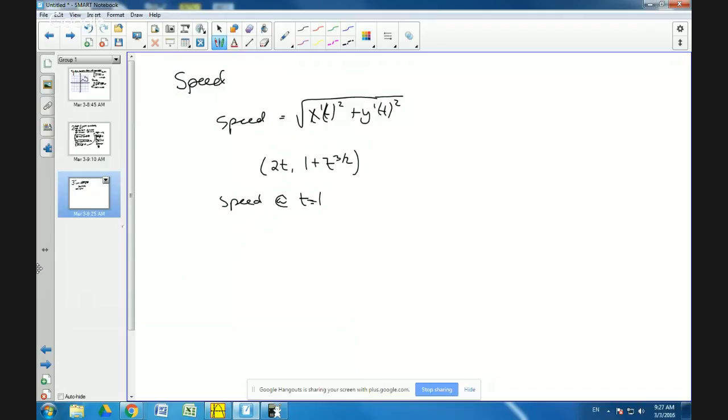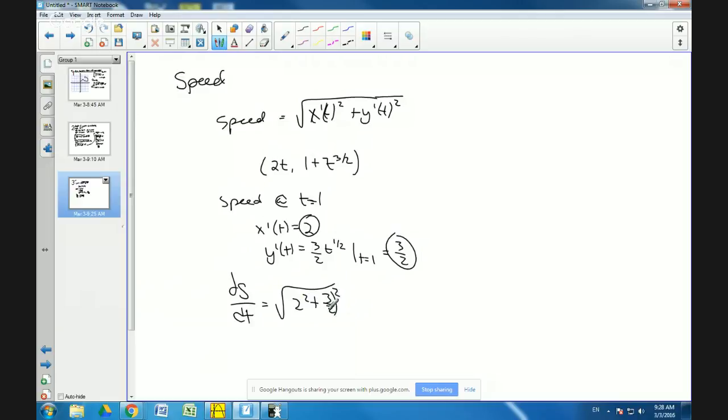Yeah. The x prime of t is 2. This one is y prime is 3/2 t to the 1/2, right? You good with that? Okay, now evaluated at t equals 1. That one, of course, is going to stay the same. So we have our values to plug in here. So I plug in 1 for time. Now the speed, we can also write ds/dt, is the square root of 2 squared plus 3 over 2 squared. And you can calculate that. Say 4 plus 9 over 4, 25 over 4, 5 over 2.